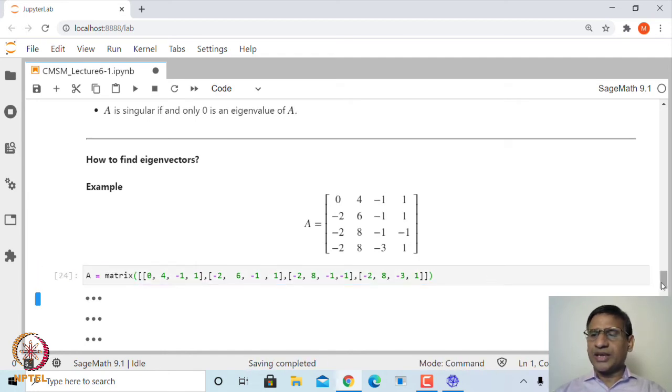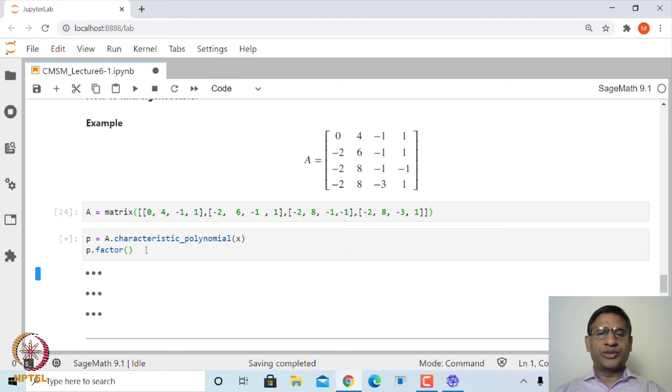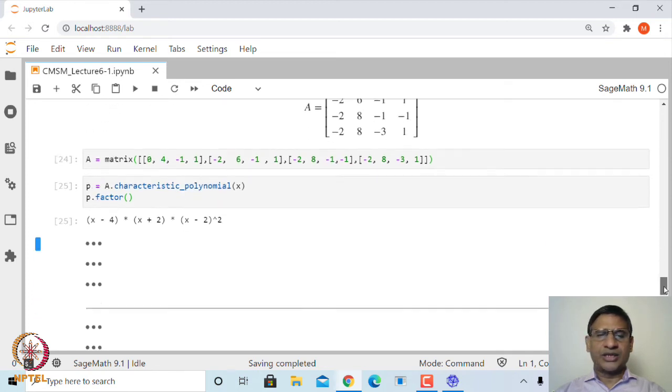This is A, and let us first find the characteristic polynomial of A and find its factors. It says that it has factors x minus 4, x plus 2 and x minus 2 the whole square. That means 4, minus 2 and 2 are going to be eigenvalues of A. 4 and minus 2 have multiplicity 1, whereas 2 has multiplicity 2. This multiplicity is also known as algebraic multiplicity, right.